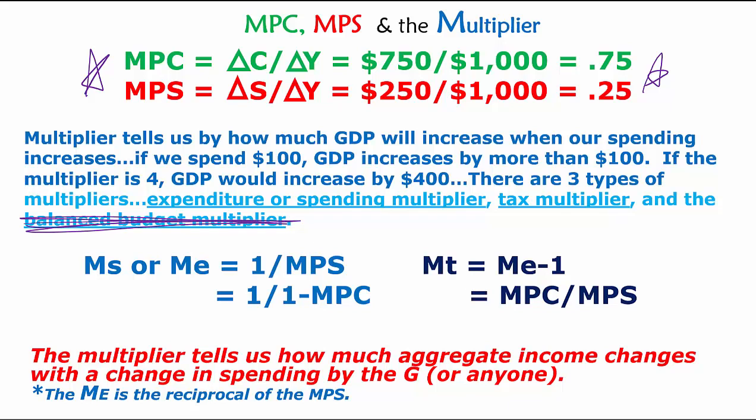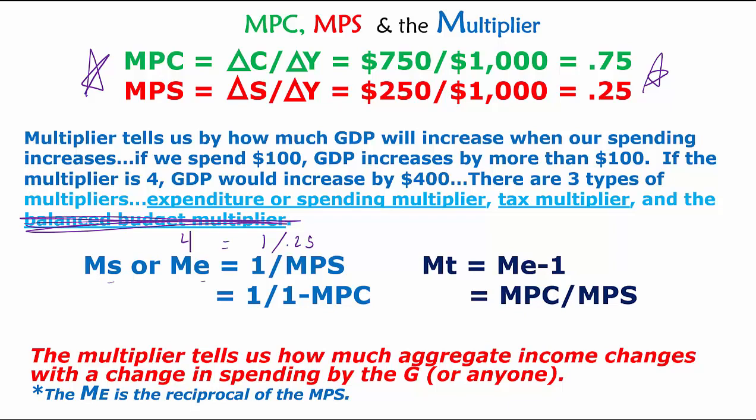So let's use our examples. The expenditure multiplier, we'll do that first. I've used notation as MS for spending or ME for expenditure, the M being multiplier. So the expenditure multiplier is 1 over MPS. That is how you calculate it. In our example at the top, MPS is 0.25. So 1 over 0.25 is 4. So our multiplier would be 4.